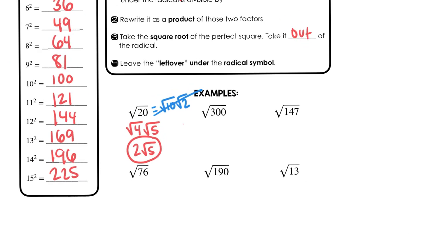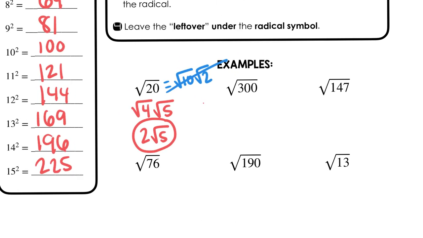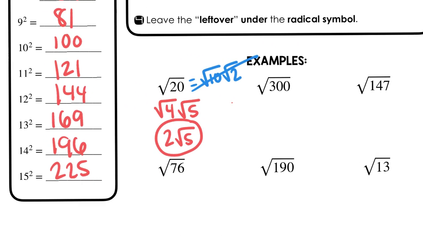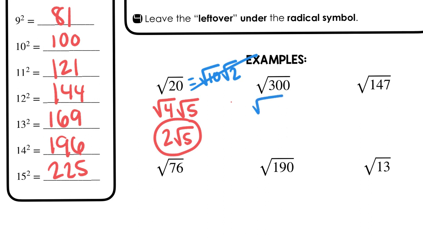So 300 has many factors. It has many numbers it's divisible by, but the one that we want to choose is 100 times 3, because 100 is on our list. Then the square root of 100 is 10, so it's 10 root 3.